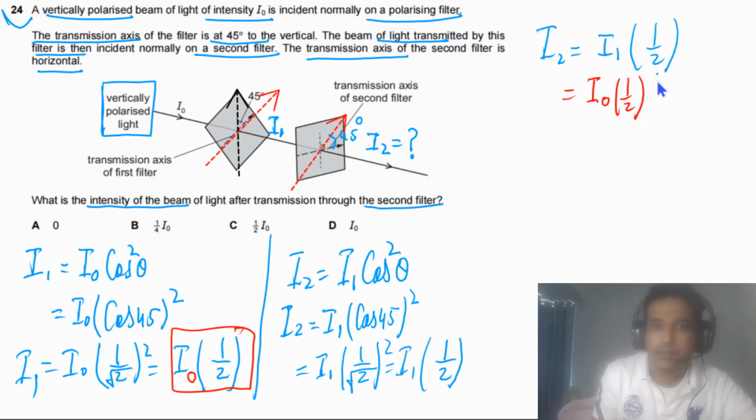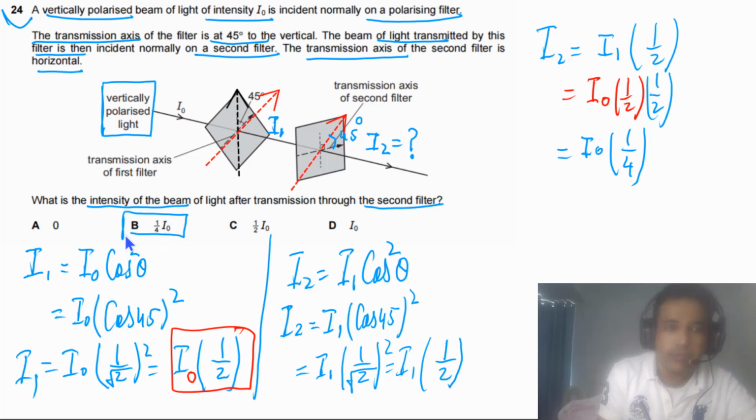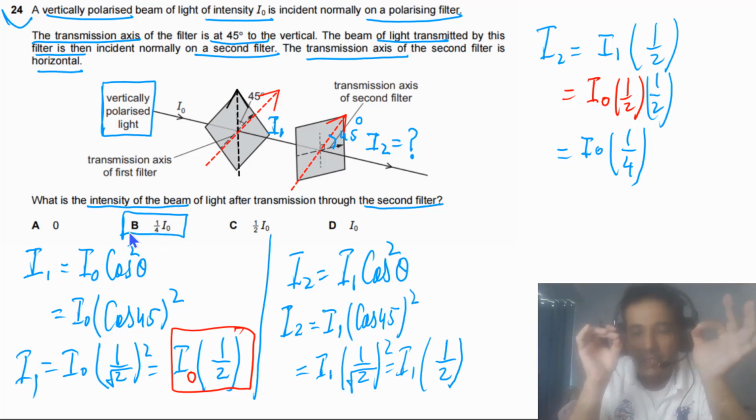So we have here 1 by 2. If we solve this one, we will get I0 times 1 by 4. So the answer for this question has to be B, and this is the way we approach polarization questions. If this is clear to you, it means you can answer a lot of questions from polarization at this level.